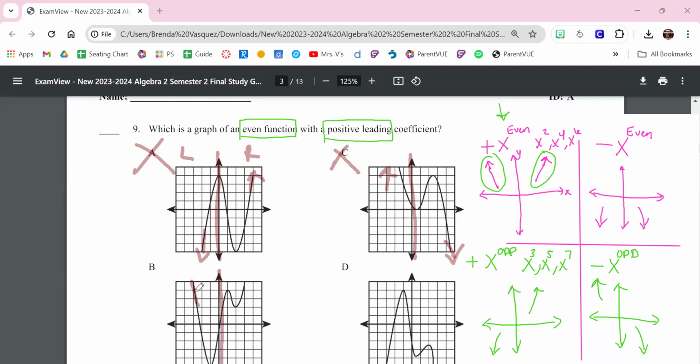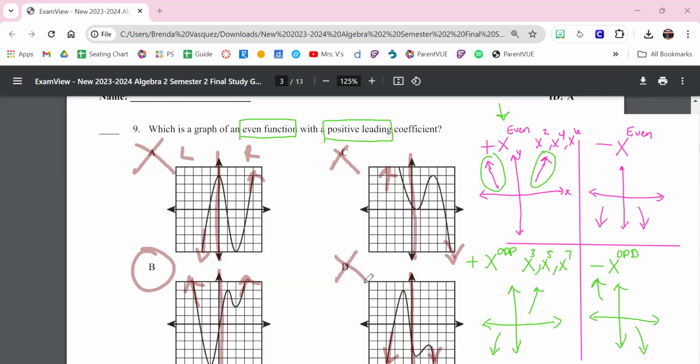Let's do B. The end behavior goes up and up. Does it follow this behavior? Yes. Let's just try the last one. On the left side, it goes down. On the right side, it also goes down. Does it follow the up and up behavior? It does not. So it has to be B.